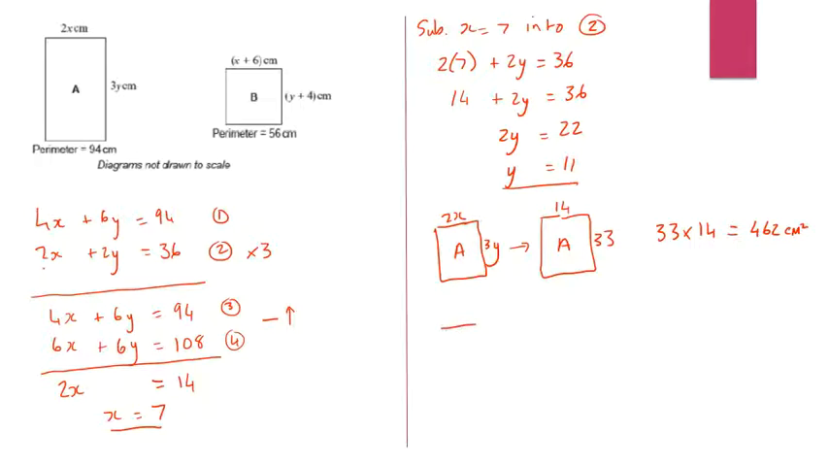And for shape B, again, just draw out shape B. On the top here, I've got x plus 6. And on the side here, I've got y plus 4. And again, if I write those out now with 7 being replaced for x, that will be 7 plus 6, which is 13. And 11 for y, so that will be 11 plus 4, 15. And then I would work out 15 times 13 to work out my area, which is 195 centimeters squared.